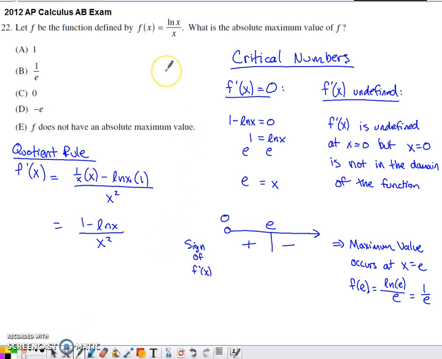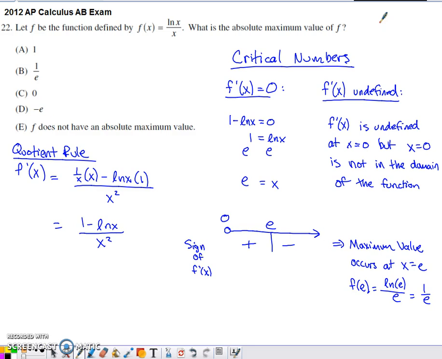So here's number 22 from the 2012 AP Calc multiple choice set. Non-calculator question here presents us with this function f of x, and then it asks us to find the absolute maximum value of this function. So if you're considering a function on its entire domain, there's not an interval specified here, and you're trying to find the absolute maximum, your maximum is going to happen at a critical number.